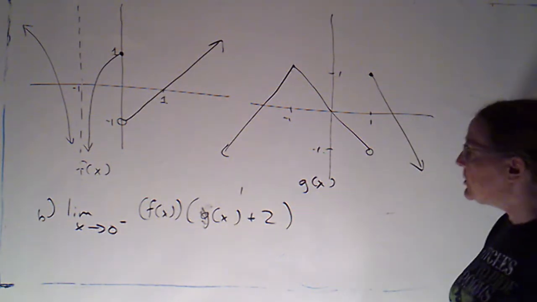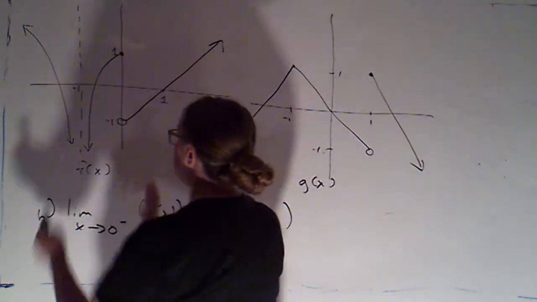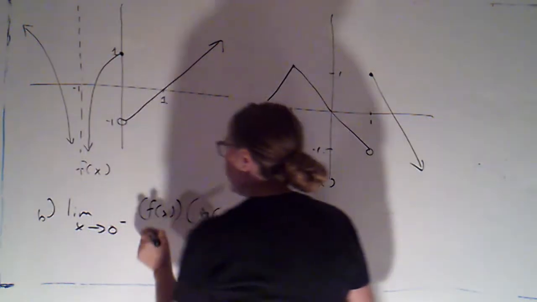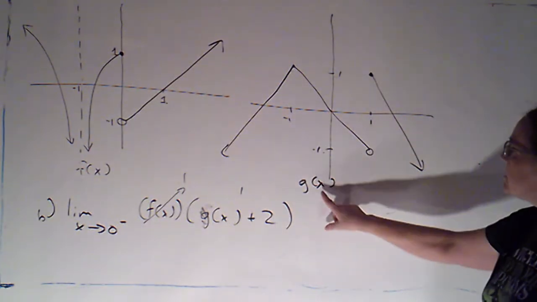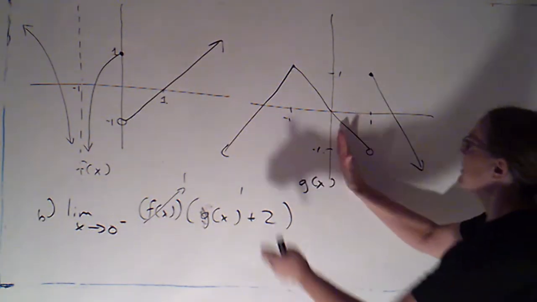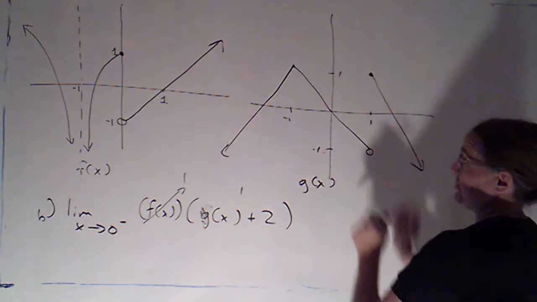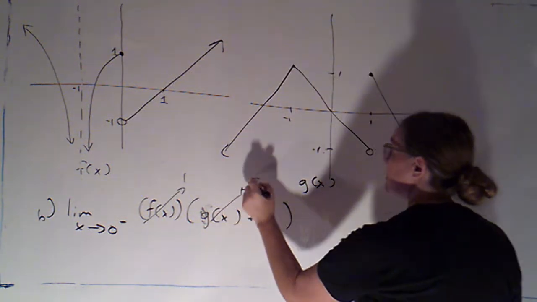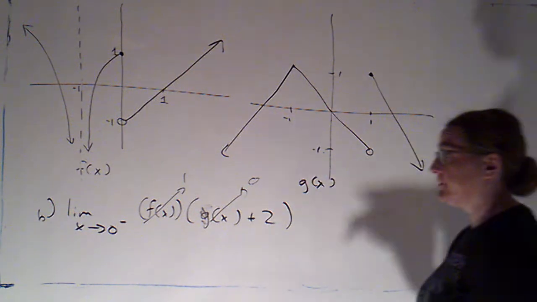So if I look at where we are coming in from the left, so here's 0 coming in from the left, it looks like f is actually going to be going just to 1. G of x coming in to 0 from the left, well, actually coming in from either direction, g of x is approaching 0. Now in this particular case, all of the limits involved are finite.